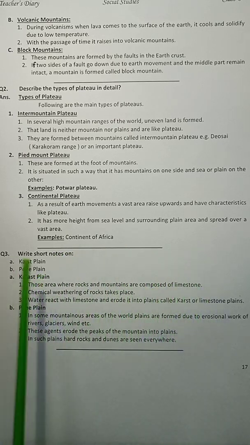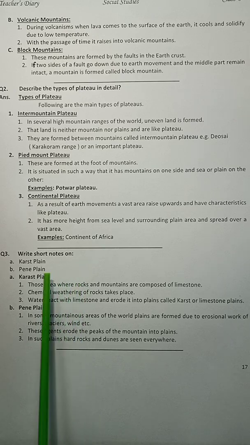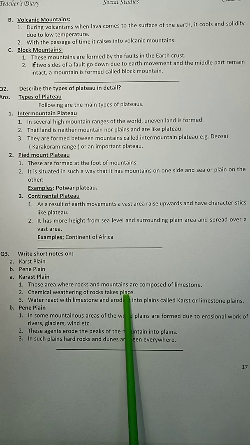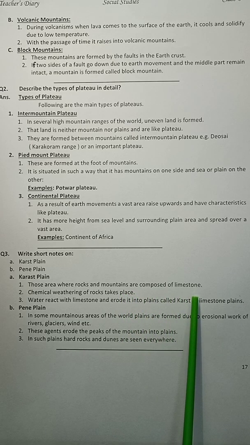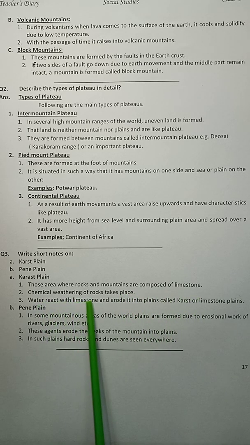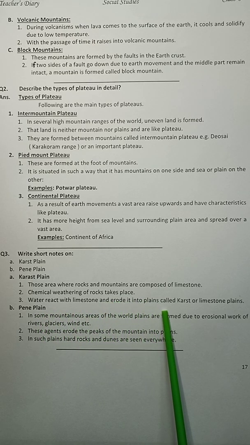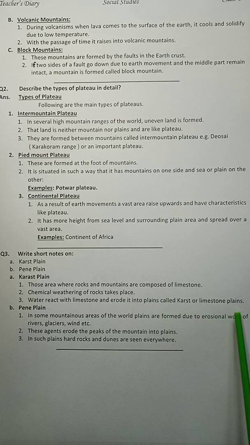Okay, write question number 3. Write short notes on karst plain and peneplain. Give the heading of karst plain. Those areas where rocks and mountains are composed of limestone, chemical weathering of rocks takes place. Water reacts with limestone and erodes it into plains called karst or limestone plains.